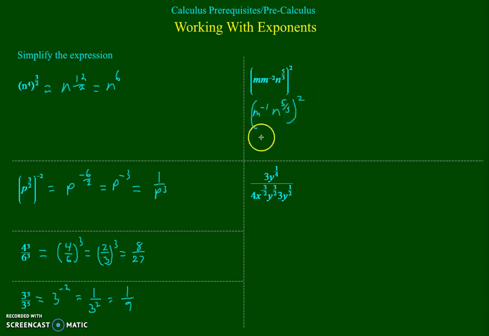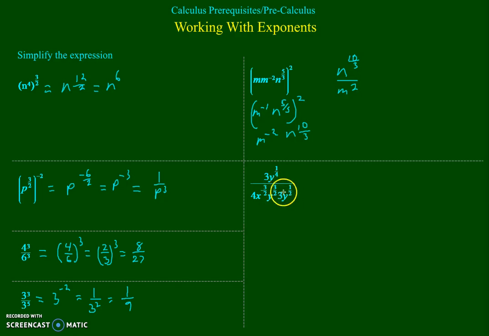So -1 times 2 is m to the -2. And multiply this by 2, it's n to the 10/3. And so now all we have to do is straighten out this negative exponent here. So we have n to the 10/3 over m squared.